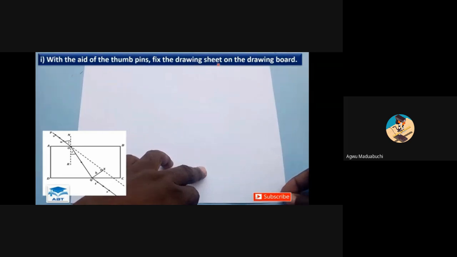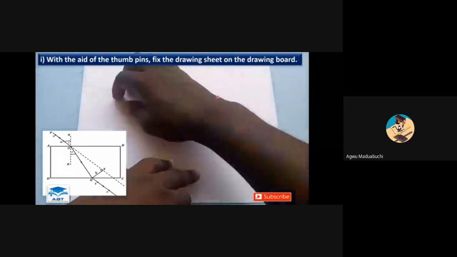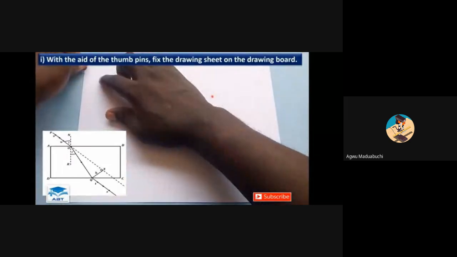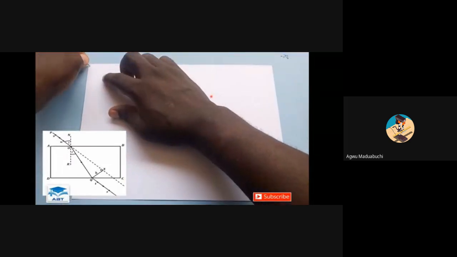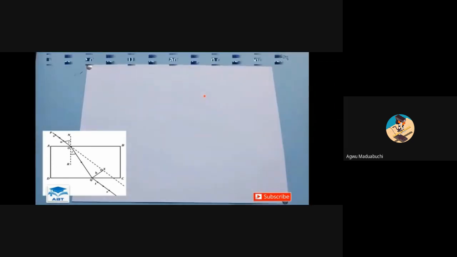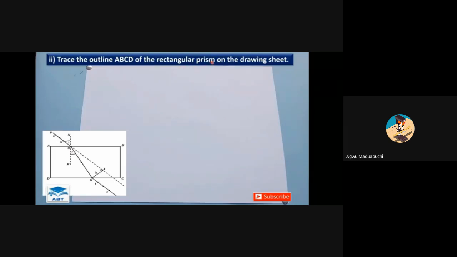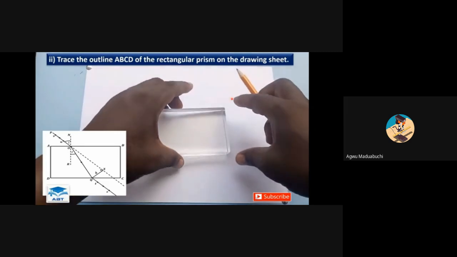Of course, you are supposed to go with your long ruler and mathematical set. So you pin your A4 paper to the drawing board. They should give you a drawing board. You're not supposed to use the table.